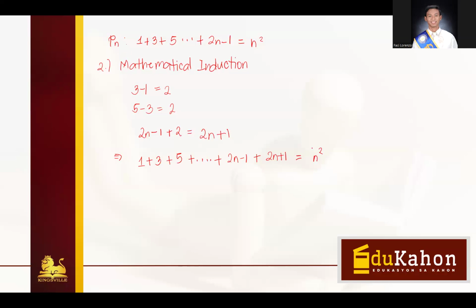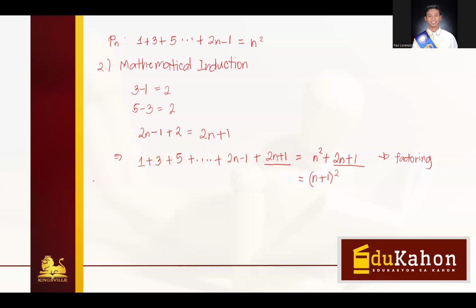But if we add 2n plus 1 to the left side, for the equality to hold, we also need to add 2n plus 1 to the right side. So we just added 2n plus 1 to both sides for the equality to hold. Now, we know that n squared plus 2n plus 1 is just n plus 1 squared, by factoring.